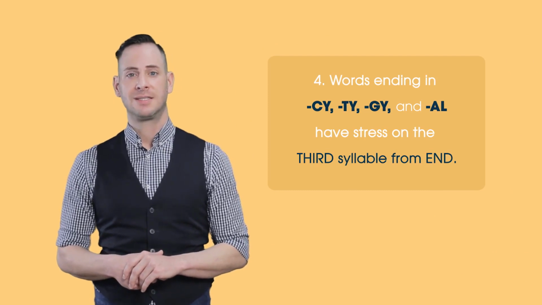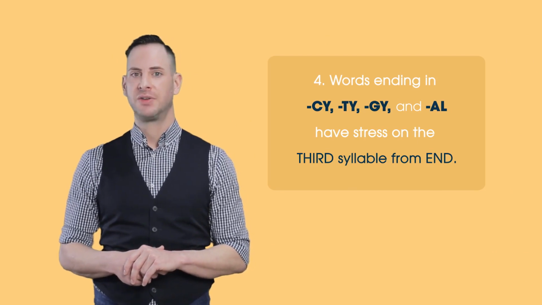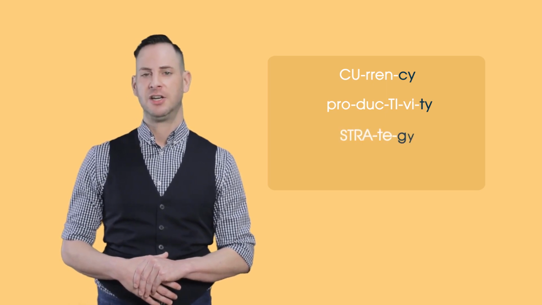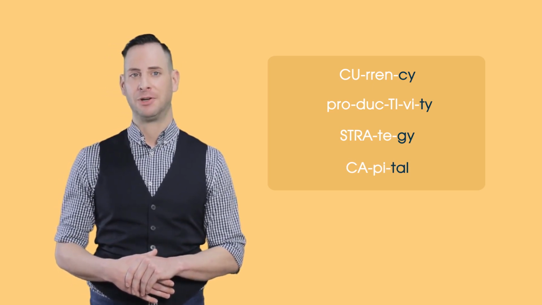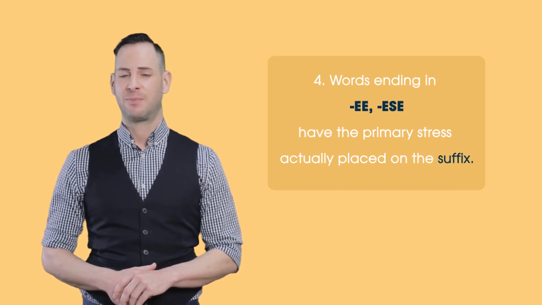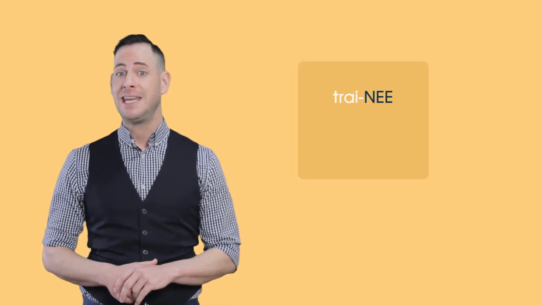Words ending in -cy, -ty, -gy, and -al have stress on the third syllable from the end. For instance, currency, currency. Productivity, productivity. Strategy, strategy. Capital, capital. Words ending in -ee and -ese have the primary stress actually placed on the suffix. For example, trainee, trainee. Japanese, Japanese.